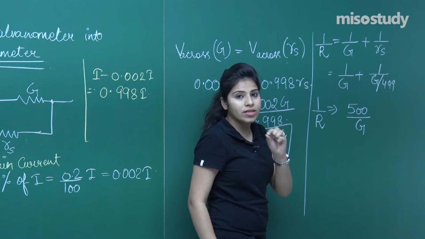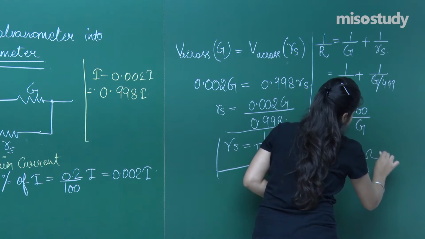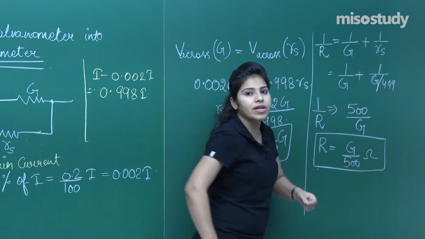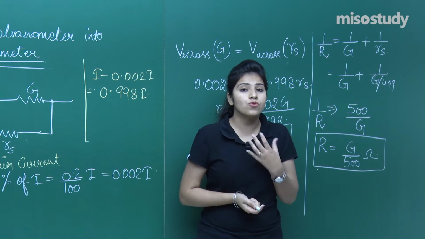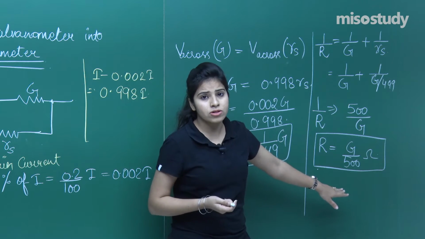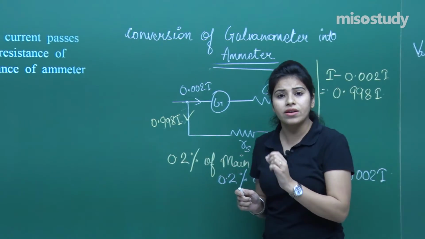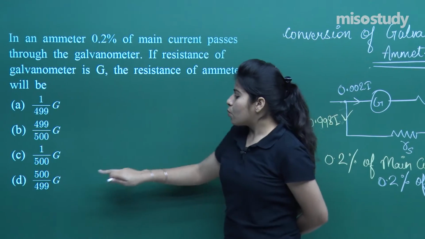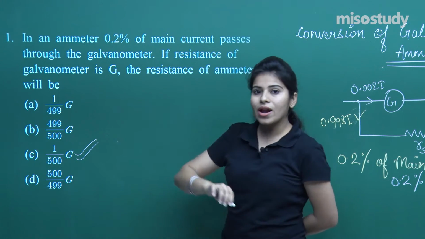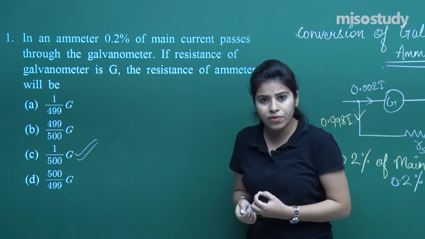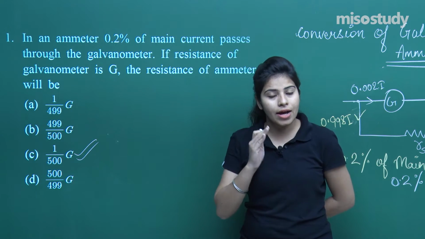Now because we have to find the value of R, your value of R will be G/500 ohm. This is the effective value of this complete circuit. Now we have to verify whether this value is present in the options or not. So in the options, what I can see here is G/500. That means option C is the correct answer and we are going in the correct direction.